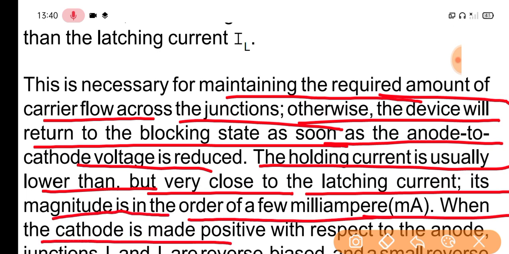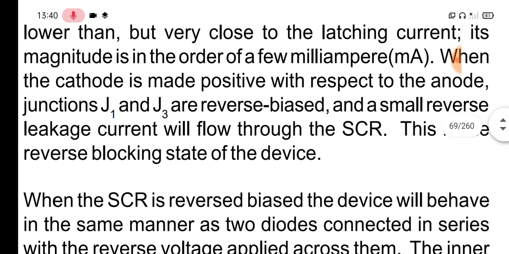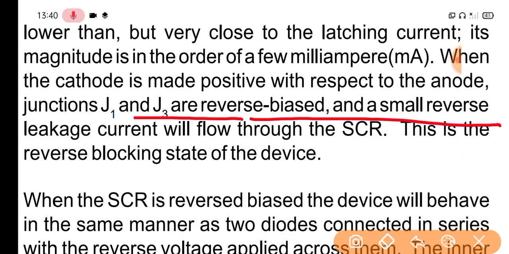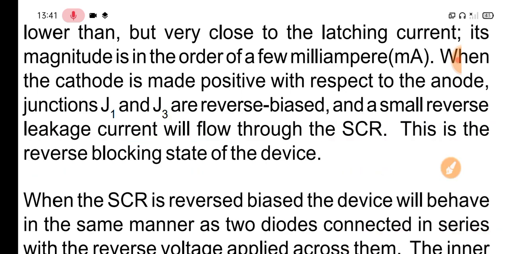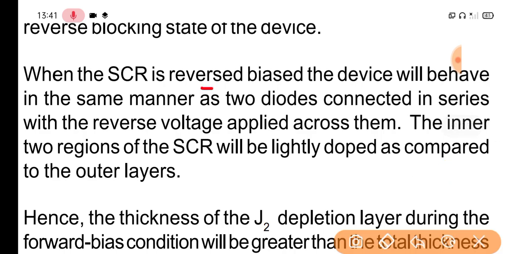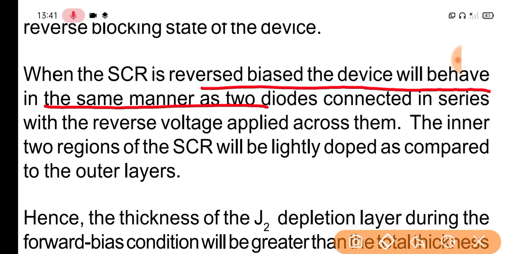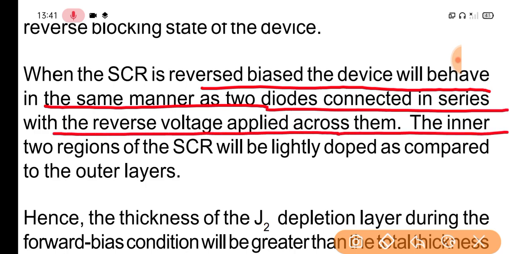When the cathode is made positive with respect to the anode, junctions J1 and J3 are reverse biased and a small reverse leakage current will flow through the SCR. This is the reverse blocking state of the device. When the SCR is reverse biased, the device will behave in the same manner as two diodes connected in series with the reverse voltage applied across them.